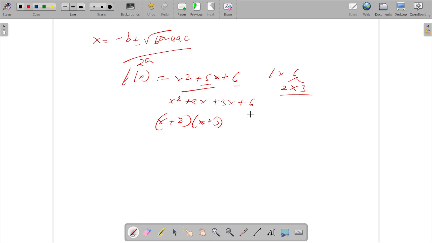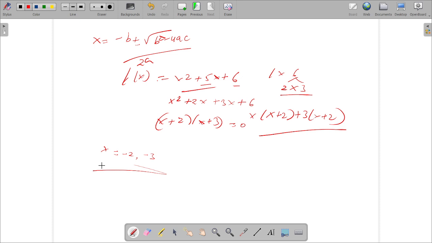If you take x common, x into x plus 2, plus 3 into x plus 2, again x plus 2 is common. So x plus 2 into x plus 3 equals 0. The value of x is minus 2, minus 3. So minus 2 and minus 3 are the roots of the equation. These are the basic things. Till here anyone can do it, it is very easy, so no need to get stressed or tense about these. Nothing to worry about.